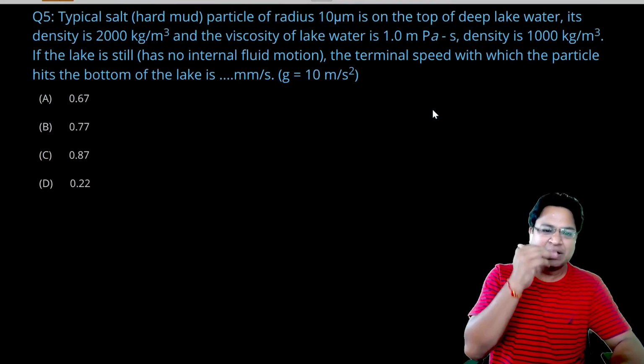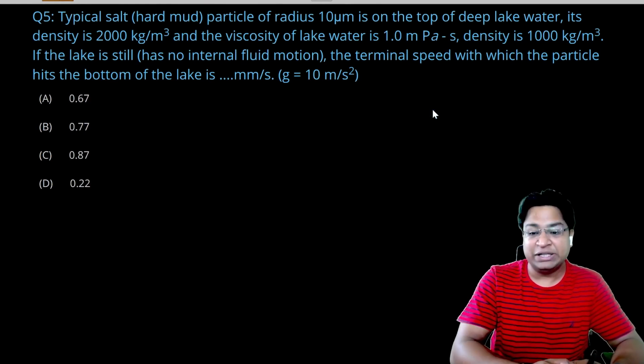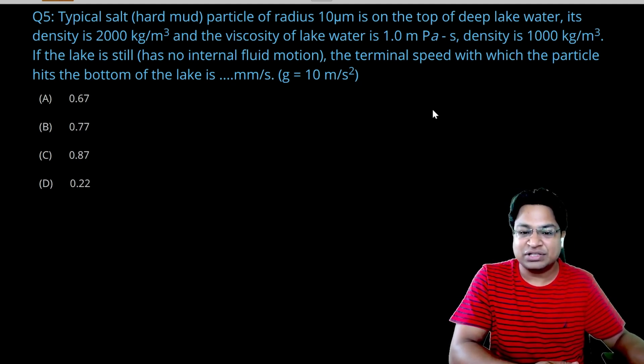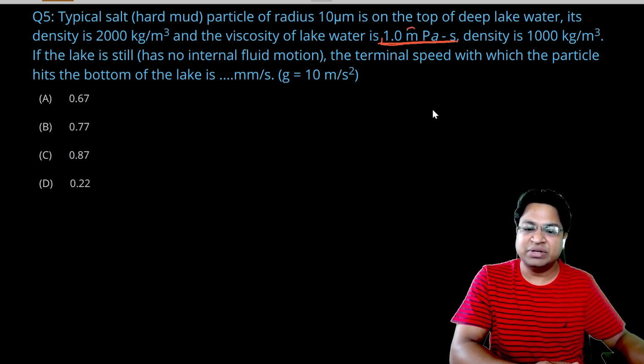Now this question says, salt particles of radius 10 micrometer is on the top of a deep lake water. Its density is given, the viscosity of lake water is given. Notice that the viscosity is given as 1 millipascal second. So this m is milli. And the density is this much. So guys, we have to simply calculate the terminal velocity.